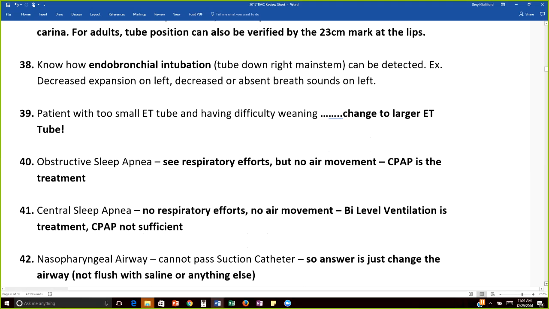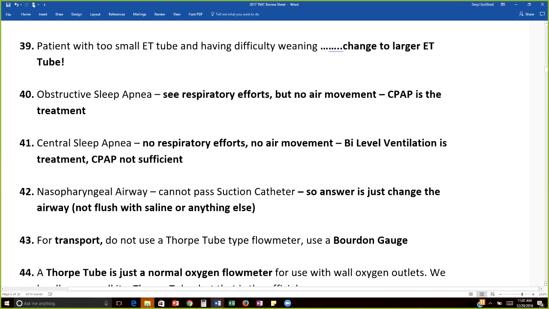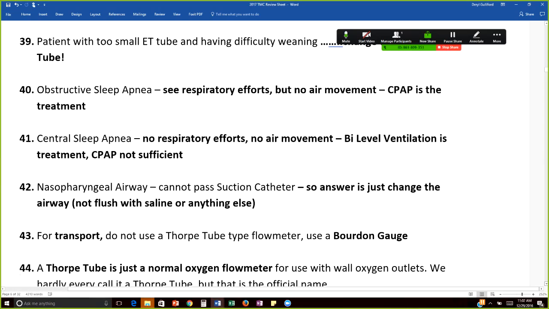Endobronchial intubation is what we're trying to avoid. That's tube down the right main stem. And that would be detected by decreased expansion on the left, decreased or absent breath sounds on the left. Endobronchial intubation needs to be quickly identified and fixed. If your patient has too small of an ET tube, you will not be able to wean them. Imagine trying to breathe through a very small ET tube while you're trying to come off the ventilator.